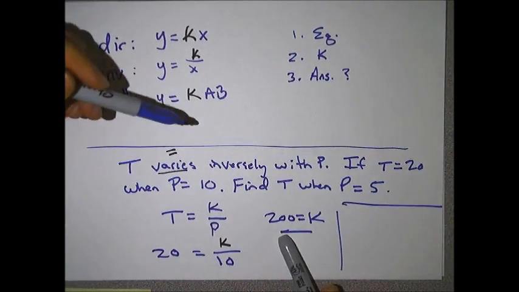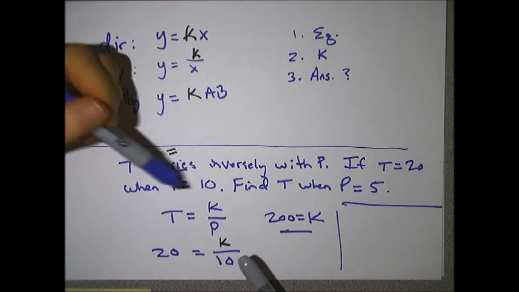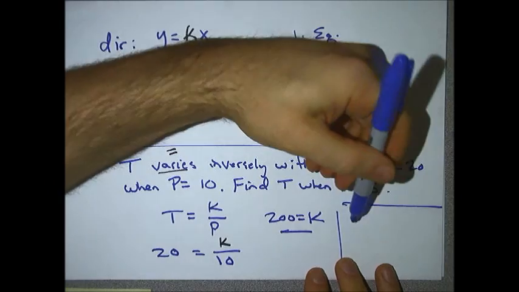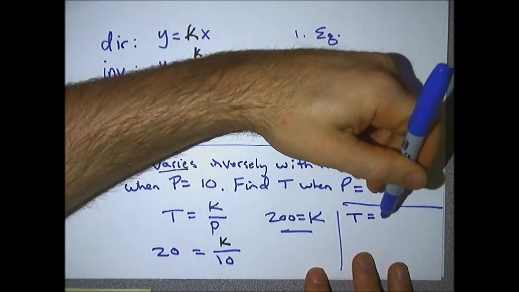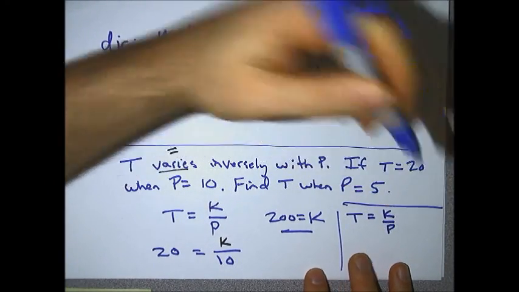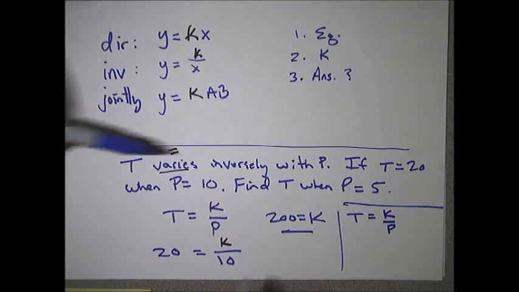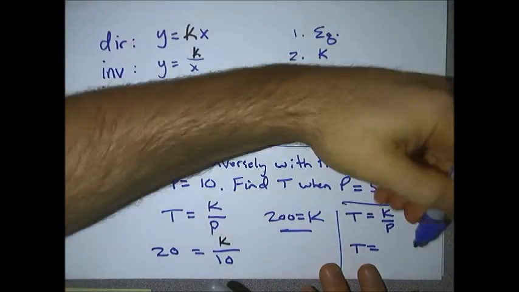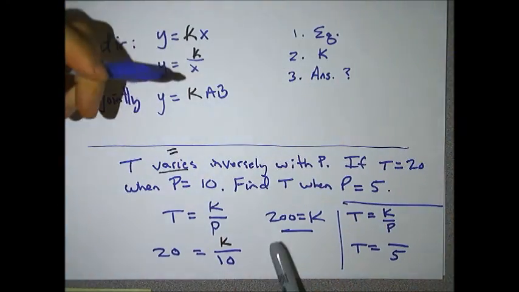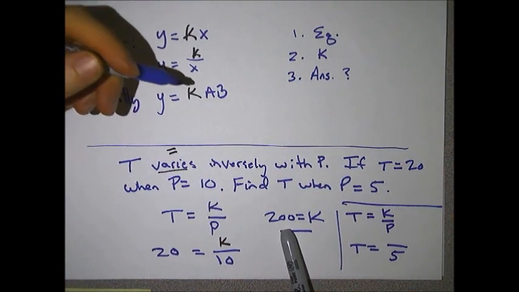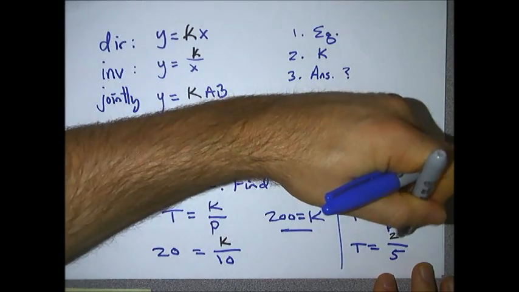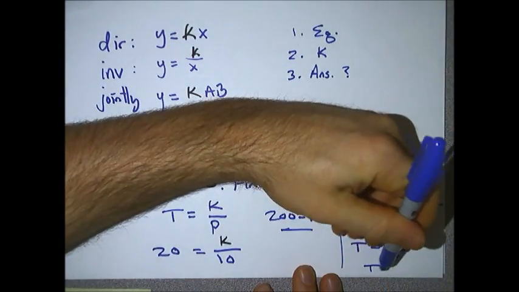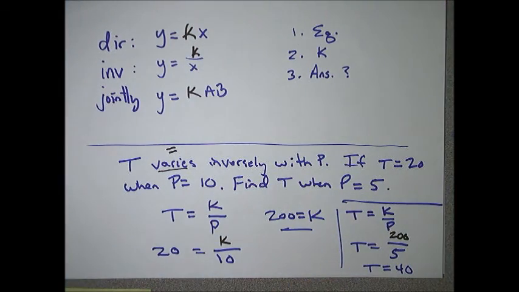So I know that k is 200. So what is my question? Find t when p is 5. So my formula was t is equal to k over p. Find t when p is 5. And now you use the k that you just found in the last step, and I put that up here, and then your question is now just 200 divided by 5. t is equal to 40.